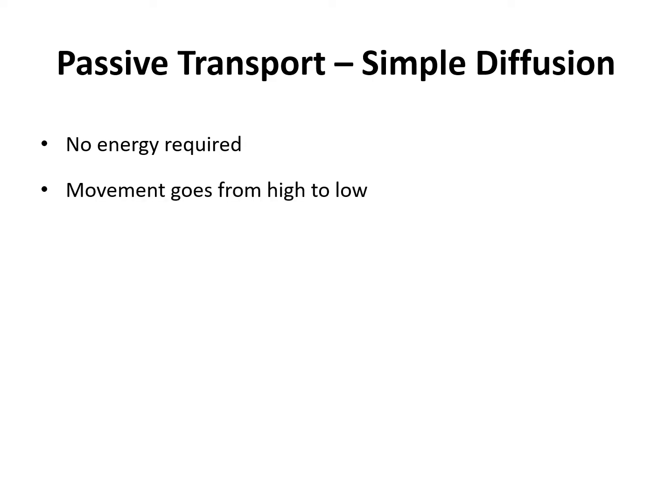Another characteristic of passive transport is that the movement of the molecules is going to go from the area of high concentration to an area of low concentration. So always the movement is from the area of high concentration to an area of low concentration. And this movement will occur until you reach equilibrium. When you reach equilibrium, that means you no longer have a concentration gradient. It means the molecules have an equal concentration throughout the whole system.